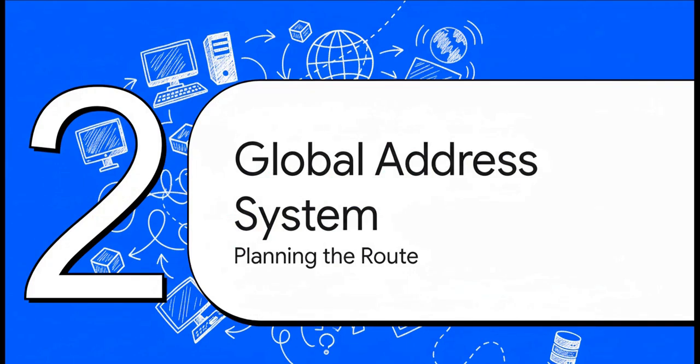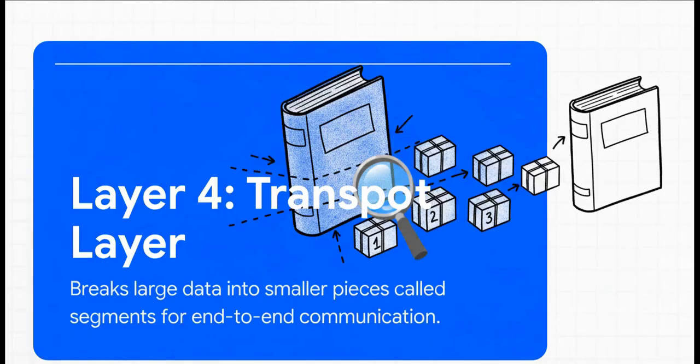Okay, part 2, the global address system. Our message is written, it's translated, the line is open. Now we get to the really fun part, the logistics of actually getting this thing across the internet. So if you were trying to mail a 1,000-page book, you wouldn't just cram it into one giant awkward box, right? No, you'd send it in a few smaller, more manageable packages.